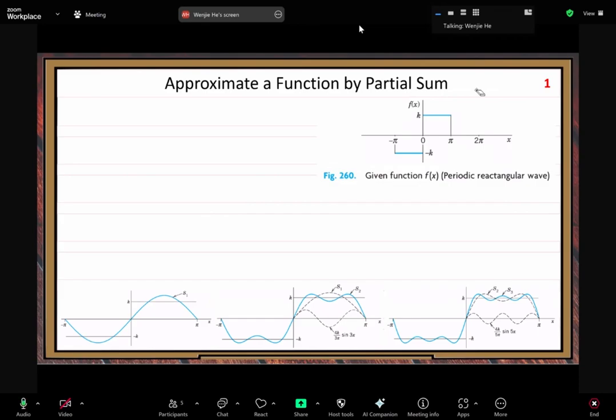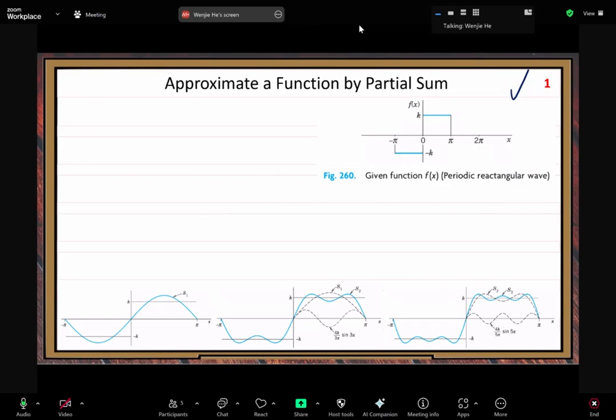Yeah, so here, I just recall. Remember last time we did approximation in this way. Let's recall a little bit, because last time we calculated the Fourier series for this function. We can call it a step function. Here it's a periodic rectangular wave. Then we used the partial sums to look at the approximation, the first three partial sums.